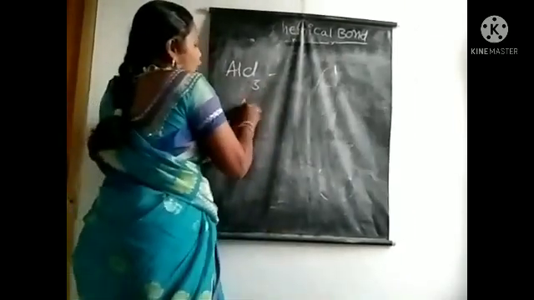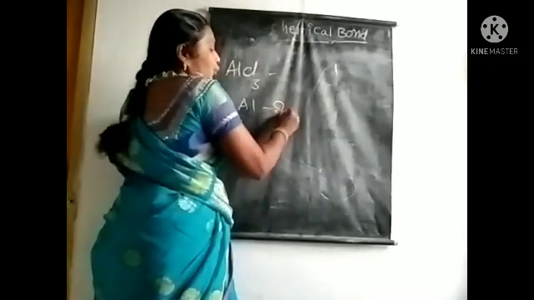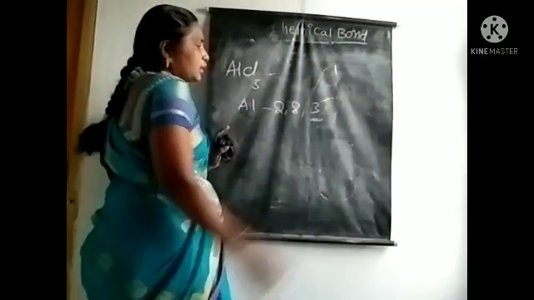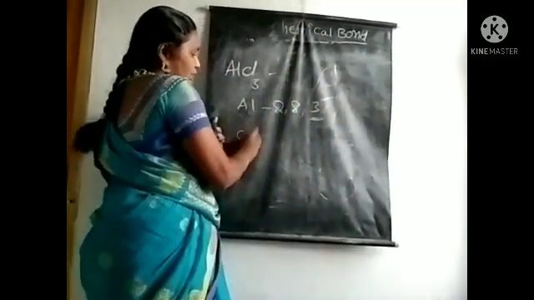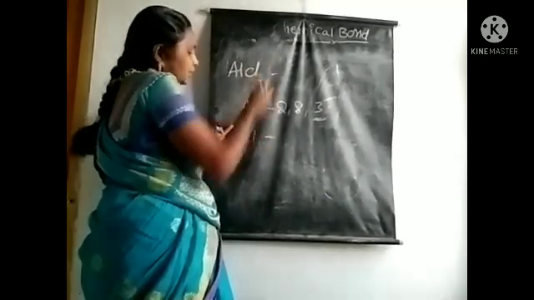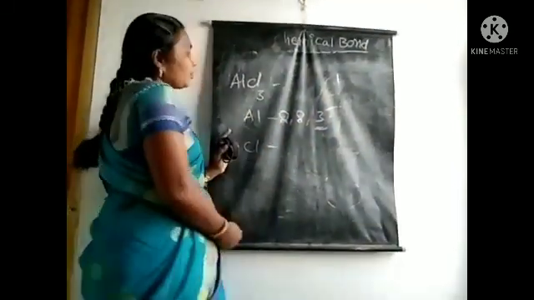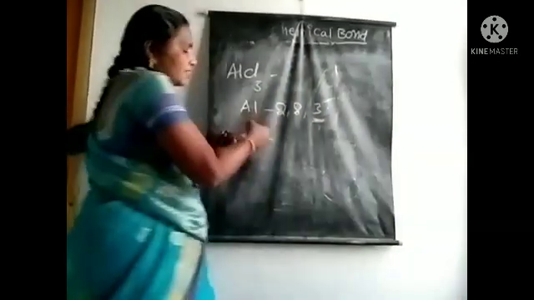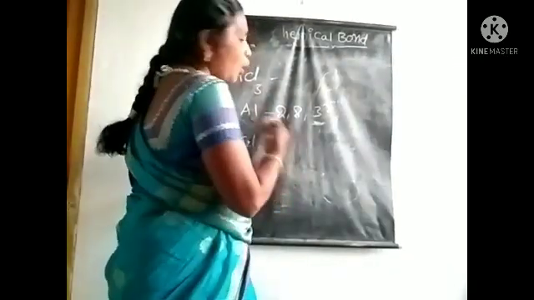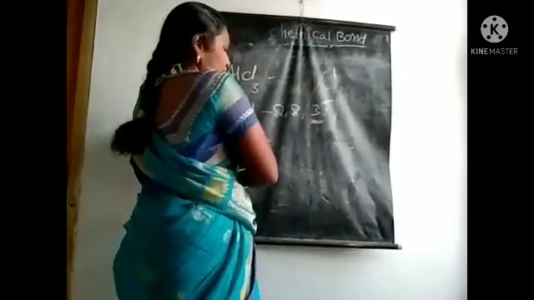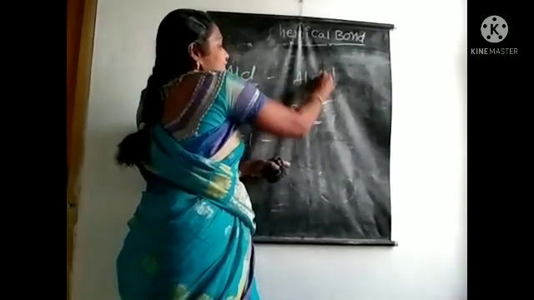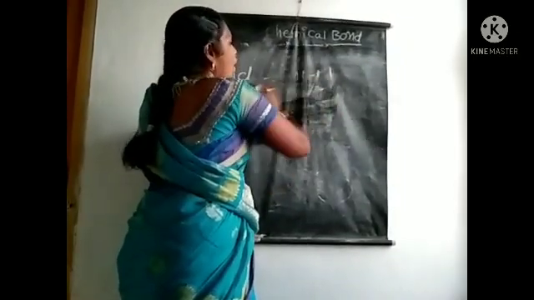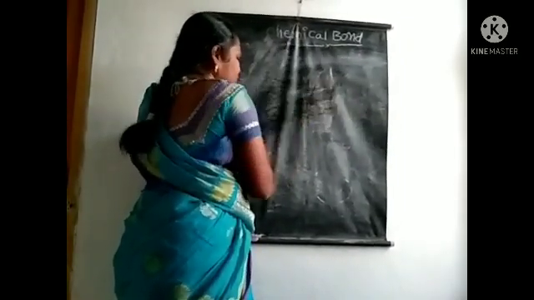Okay, I will write the aluminium electronic configuration: 2, 8, 3. Aluminium is ready to lose or give 3 electrons. Chlorine is ready to take electrons. Each chlorine takes 1 electron and forms the nearest inert gas electronic configuration. Here also AlCl3 is formed. It is also ionic bond formation.